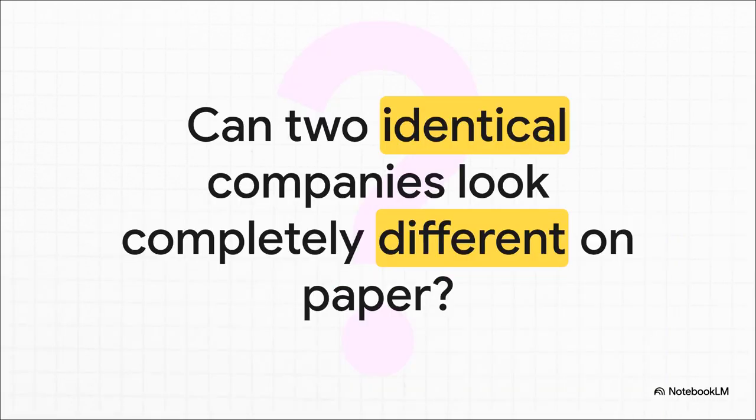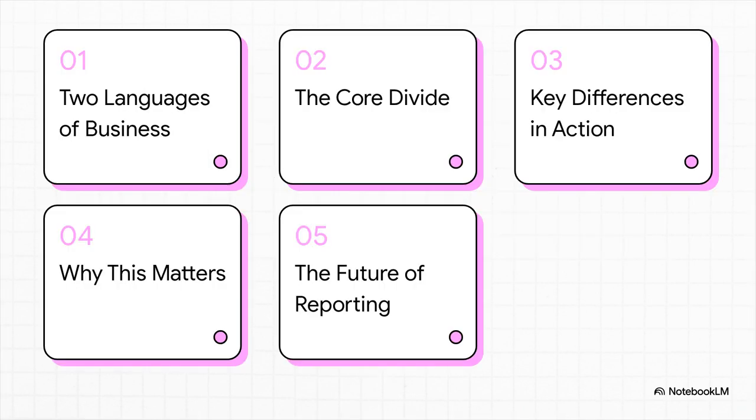All right, so let me just start with a question. Is it possible for two companies, identical companies, with the exact same sales, the same assets, the same operations, to look completely different on paper? The answer, believe it or not, is a huge yes, and it all boils down to which accounting rulebook they're playing by.